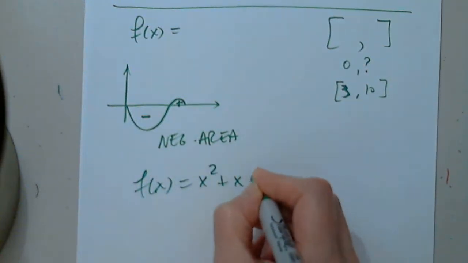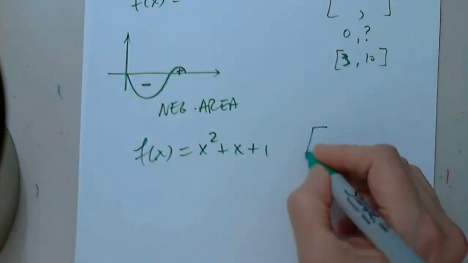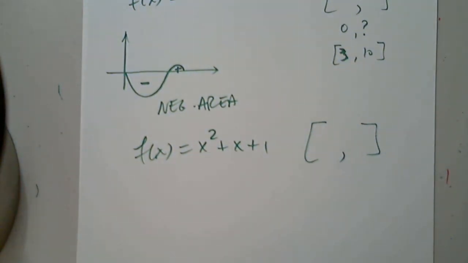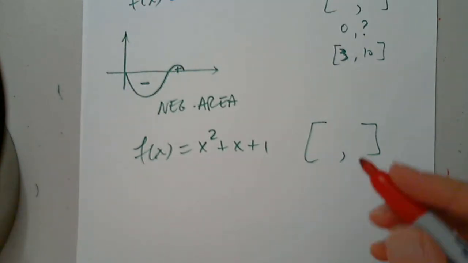x squared plus x plus 1. Perfect. And give us an interval. You don't have to start at 0. We can illustrate with anything. 2 to 8. 2 to 8. Awesome.